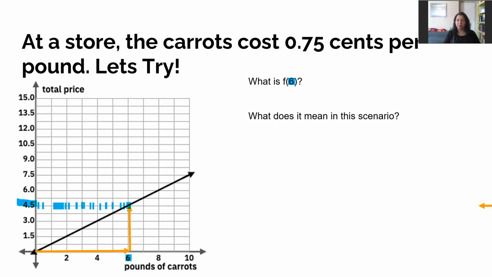We got our little animation going. I didn't have to do all that. So there we go. There's our $4.50. Do remember that. So again, 6 pounds of carrots cost $4.50. Pretty easy.